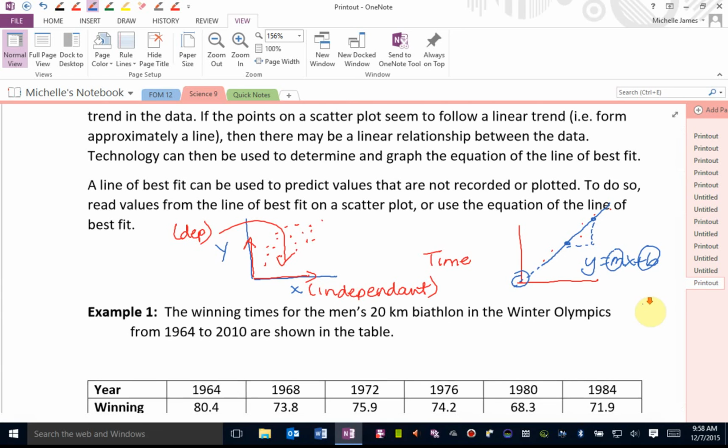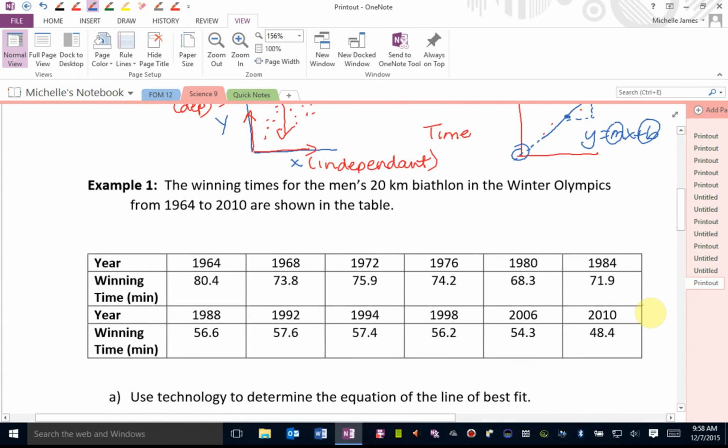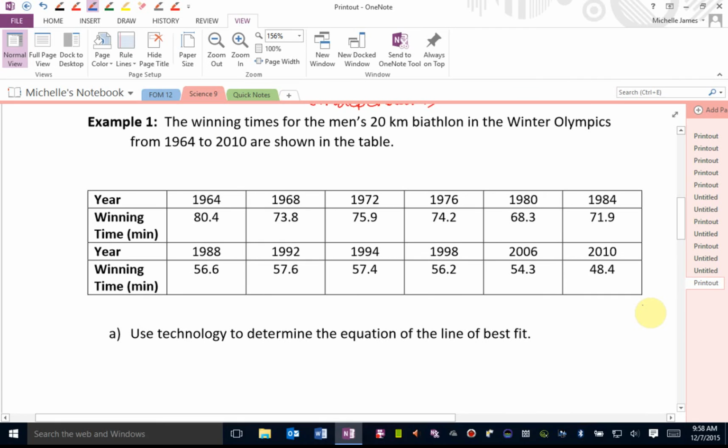Probably the best idea. Okay, so example number 1 says the winning times for the men's 20-kilometer biathlon in the Winter Olympics from 1964 to 2010 are shown in the table. So this table continues here. Okay, so we start at 1964, 68, 72, 76, etc. So A says use technology to determine the equation of the line of best fit. So in your data points, you have to first of all figure out which is the dependent and which is the independent variable.